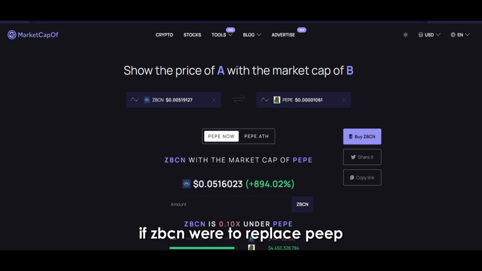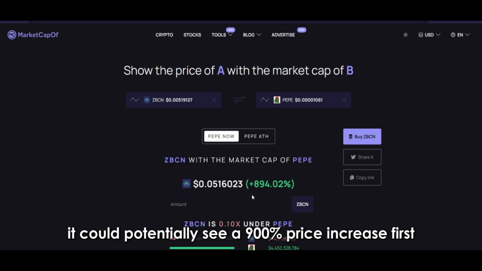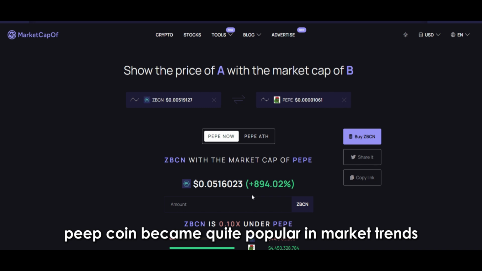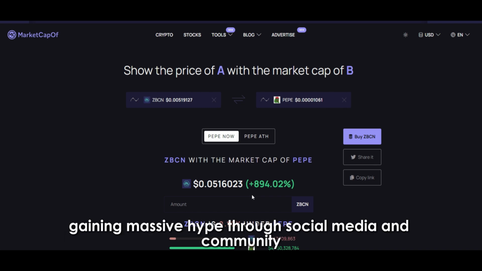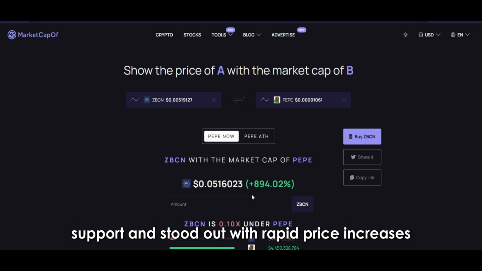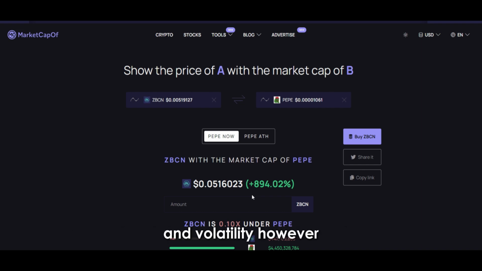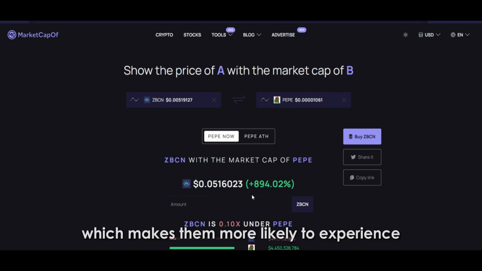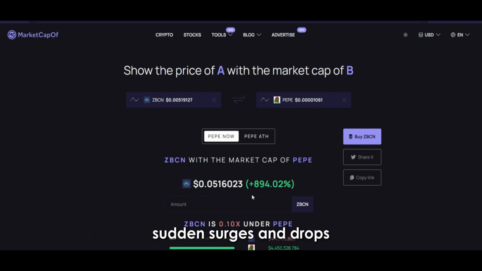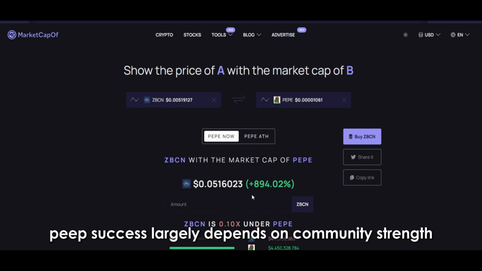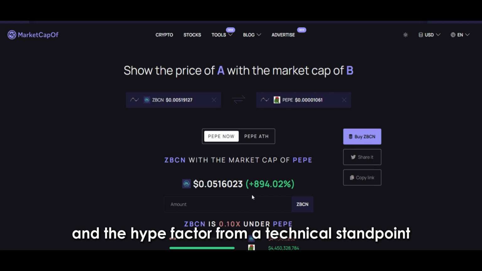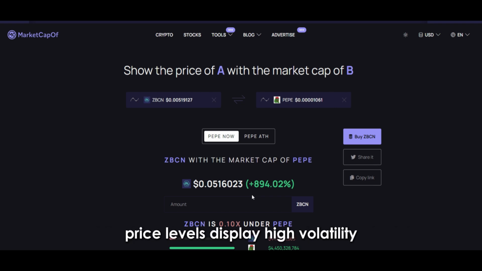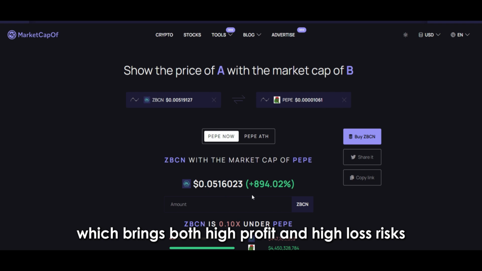In this context, if ZBCN were to replace PEPE, it could potentially see a 900% price increase. First, PEPE coin became quite popular in market trends, gaining massive hype through social media and community support, and stood out with rapid price increases and volatility. However, the price movements of such meme coins generally involve high risk and speculation, which makes them more likely to experience sudden surges and drops rather than long-term sustainable growth. PEPE's success largely depends on community strength and the hype factor. From a technical standpoint, price levels display high volatility, which brings both high profit and high loss risks.